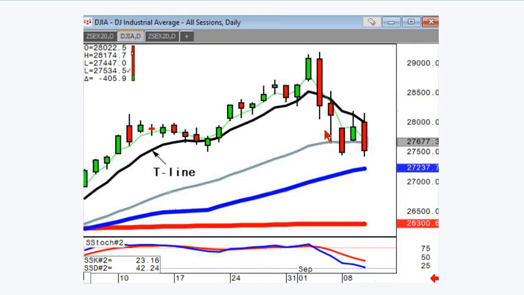How do you plot the T-line? It's the 8 exponential moving average. You put it on your chart just like you would the 50-day simple moving average. All charting services have that option to put on moving averages. It's a standard indicator. No, it's the 8 exponential moving average. We call it the T-line, short for trigger line. The 8 exponential, yes, EMA.